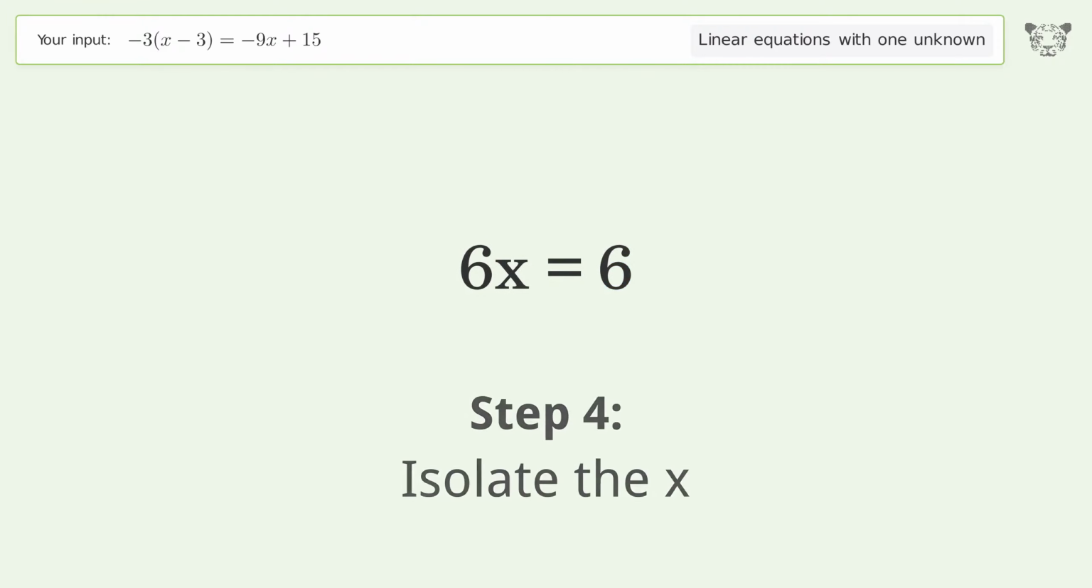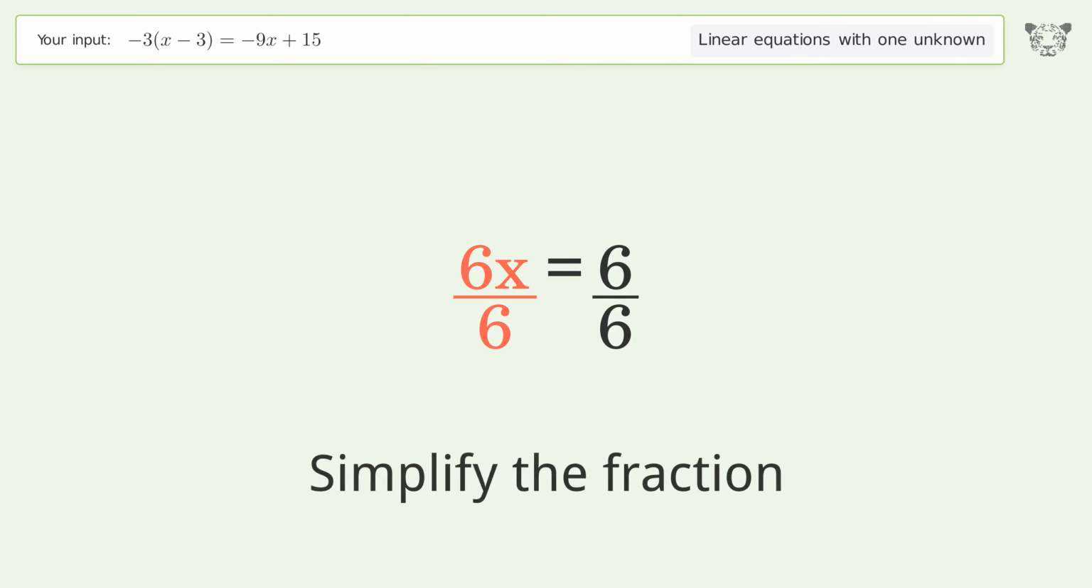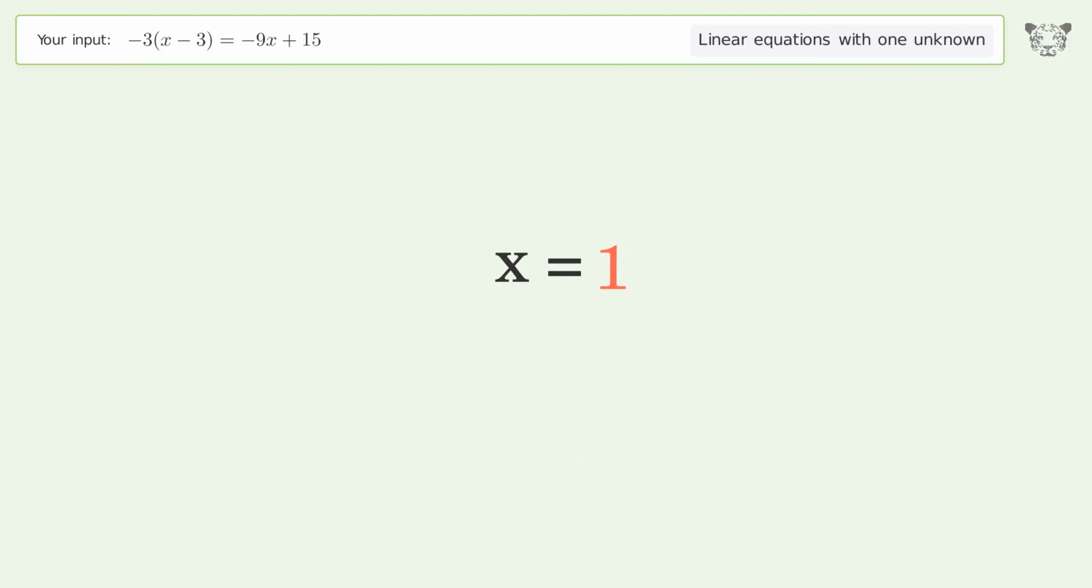Isolate the x. Divide both sides by 6. Simplify the fraction. And so the final result is x equals 1.